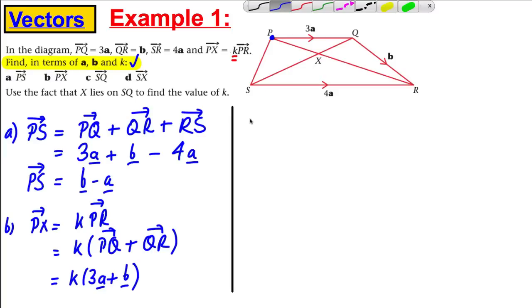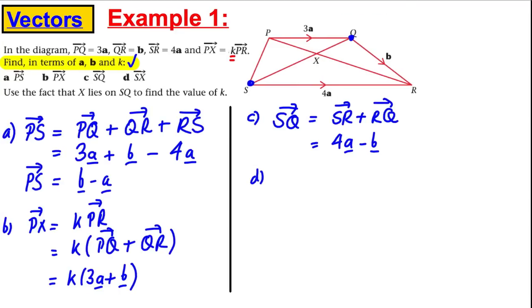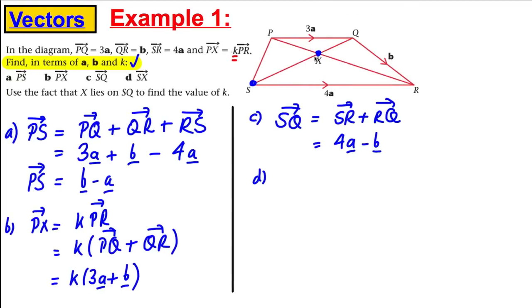Now you should work down usually, I'm just going to do it here so I can stay on the page. Now we want to go S to Q. How do we get from S here to Q? Well, the easiest way in my mind is to go S to R plus R to Q, and S to R is 4A. R to Q is going the opposite way, so be careful, it must be subtract B. And it's as simple as that. Part D, we want to go S to X.